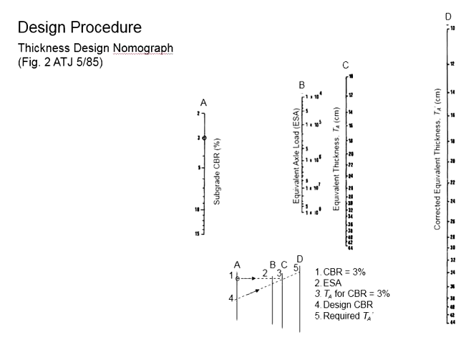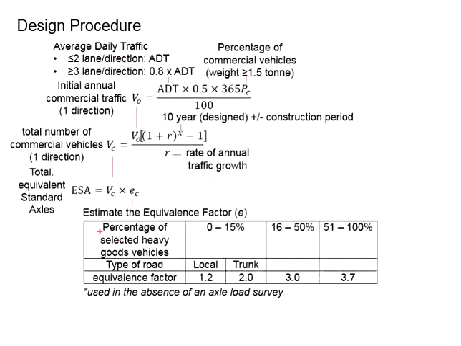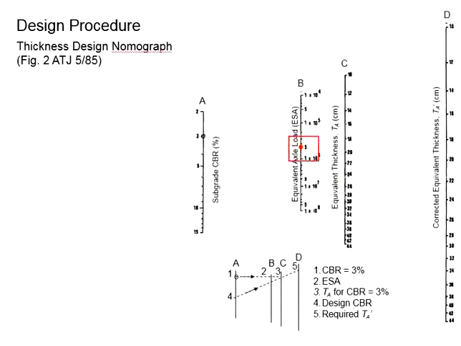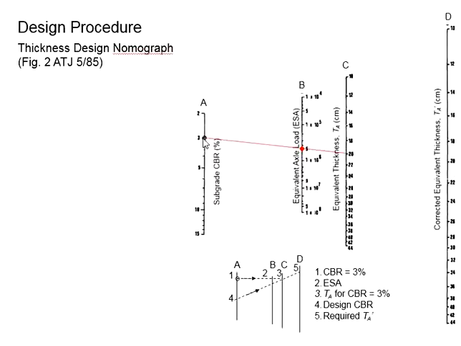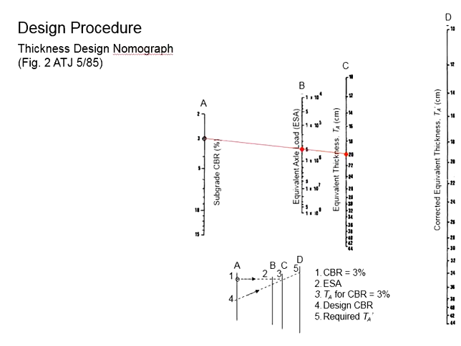Next, we talk about how to use this monograph. It always starts with CBR 3% here, based on the ESA that you have calculated. Let's say it is located here. Draw a straight line passing through the ESA point. It intercepts here, let's say 28 cm TA. This shall represent the equivalent thickness of the pavement for the subgrade of 3% CBR.